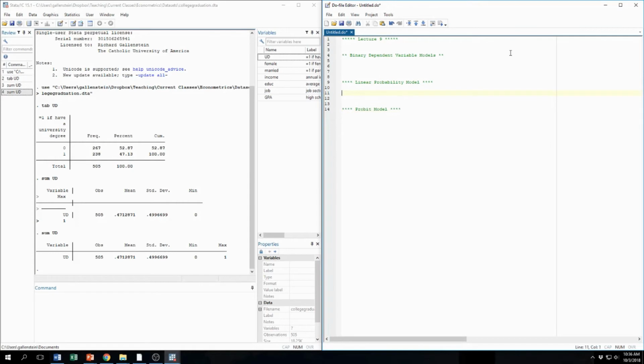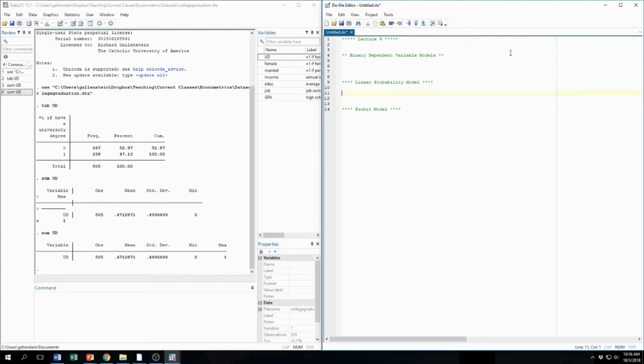Okay. So I want to illustrate these two models. I want to talk about how to interpret them. I want to talk about the goodness of fit measures. I want to talk about the marginal effects issues. And I want to reinforce for us when to use which model. I think that's it. So let's go through that. Let's start with the linear probability model. So let's run a linear probability model first.